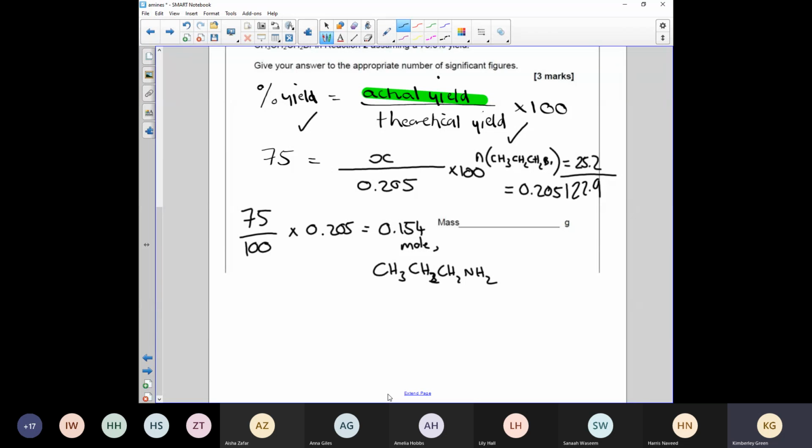It wants a mass, so I just take the moles and multiply it by the MR. And the MR of propanamine is 59. And times those two together.